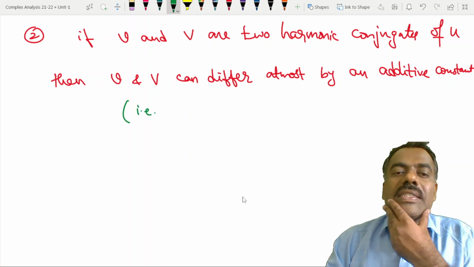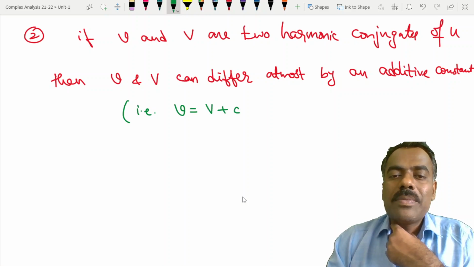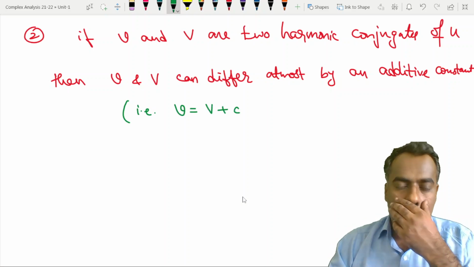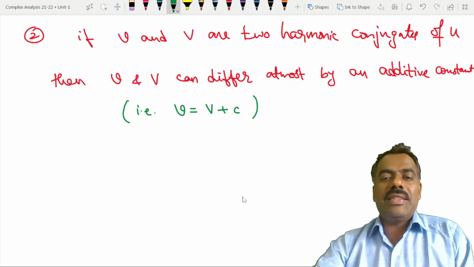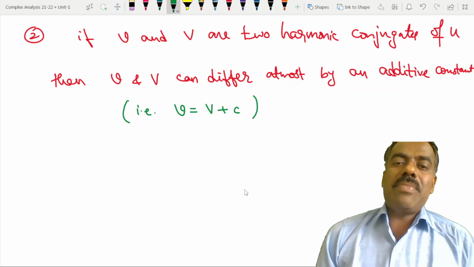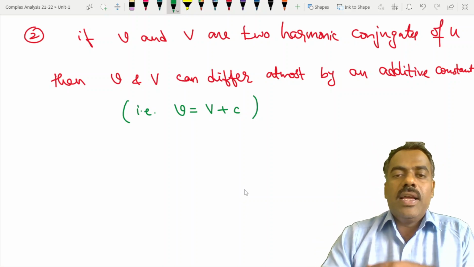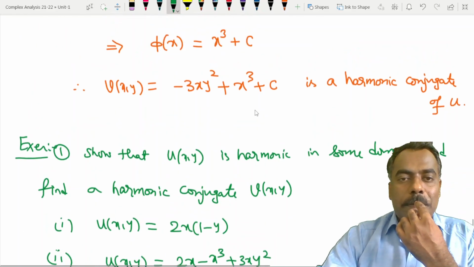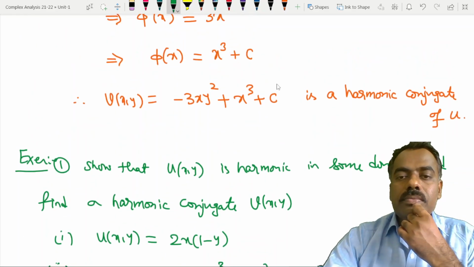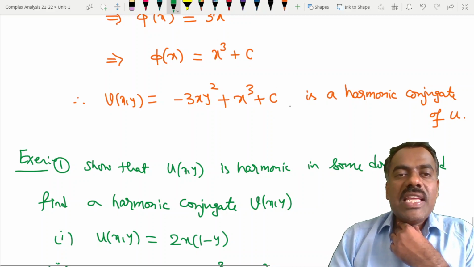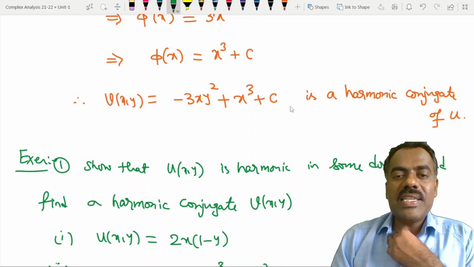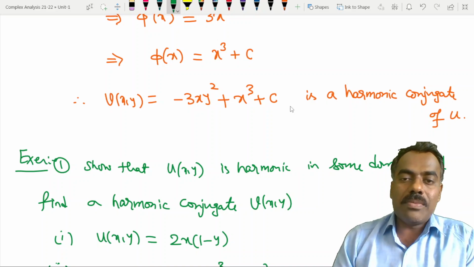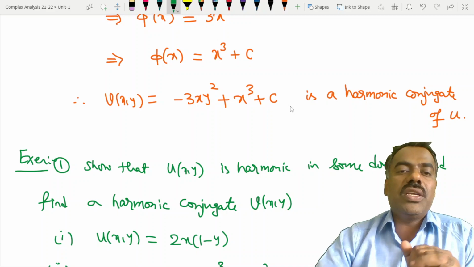That means v is some V plus some constant. Yes or no? That means they cannot be two different functions. Maximum there will be a constant, just like here, if you observe in this problem, we have some c here, right? You can easily check that even this one, minus 3xy square plus x cube, or you add some more constant, that is also a harmonic conjugate of u.